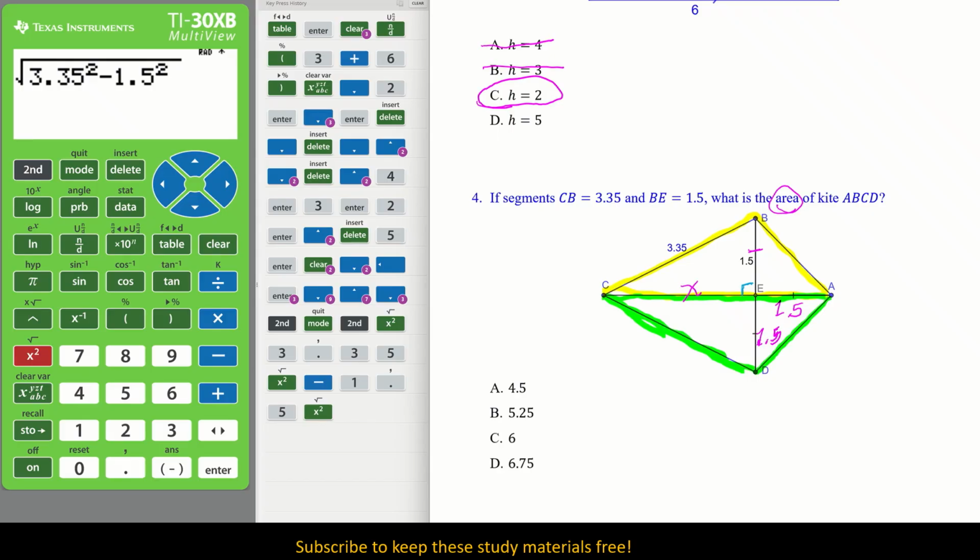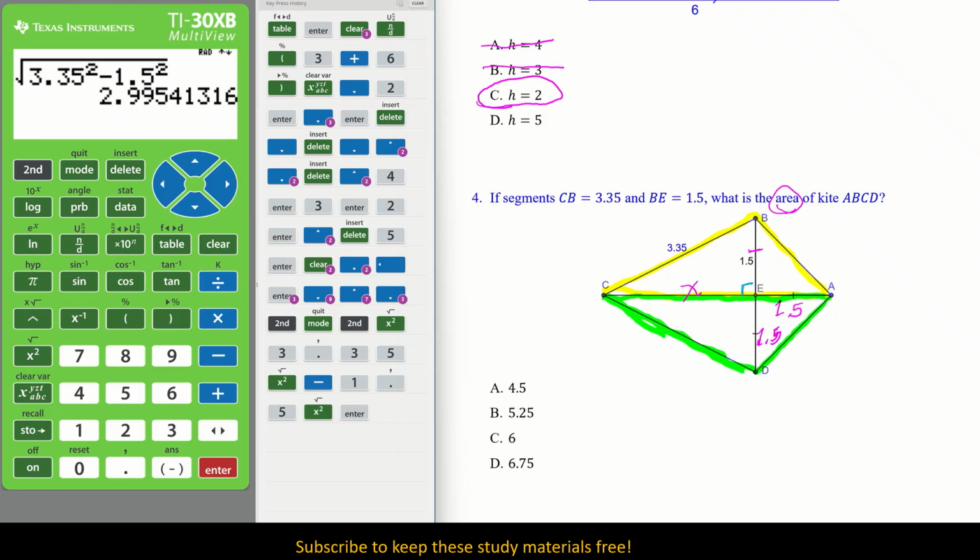And other congruencies, you actually have 2 smaller triangles that are congruent within the kite, and then you have 2 large congruent triangles making up the kite. So I'm just taking advantage of the properties of the kite in the first place. Okay, so now enter. All right, so that gives us something very close to 3. So I'm looking at my A, B, C, D options, and I'm saying I can use 3. So I'm going to say X is very close to 3.